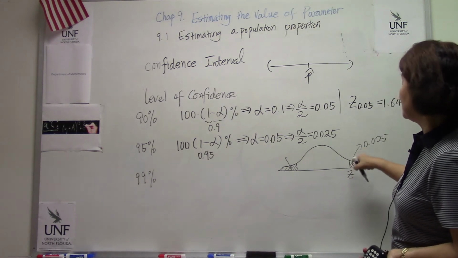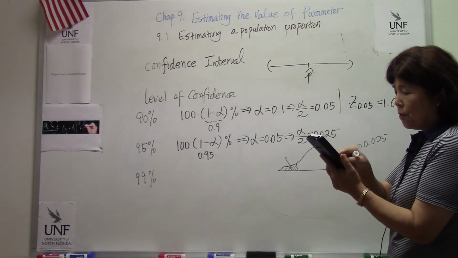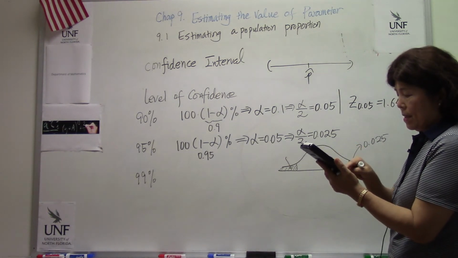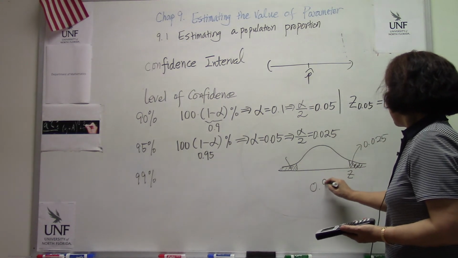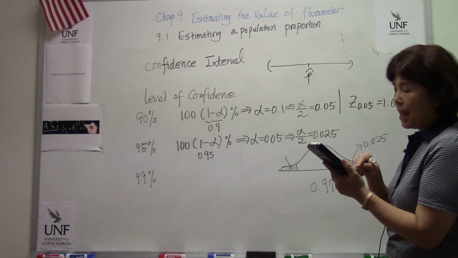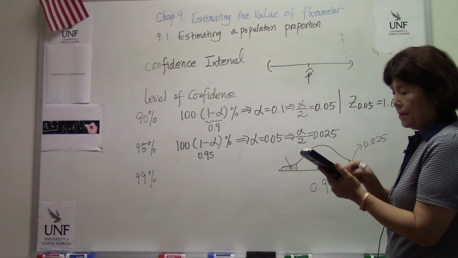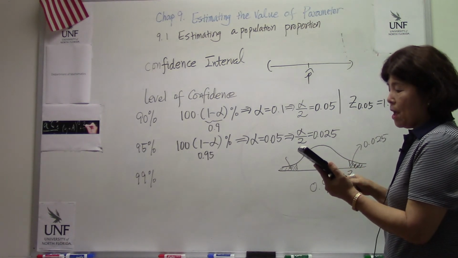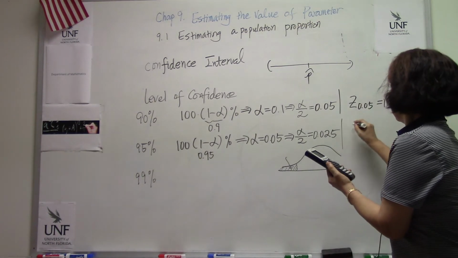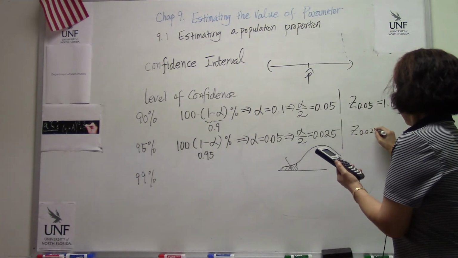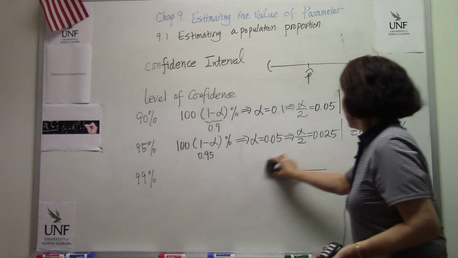How do you find this z value? We are going to use it many times. Well, again, invNorm. This time this area is going to be 0.975. Yeah, area first thing, 0.975. So that gives you 1.96. So this time, z sub 0.025 is 1.96. Okay, we can do that.